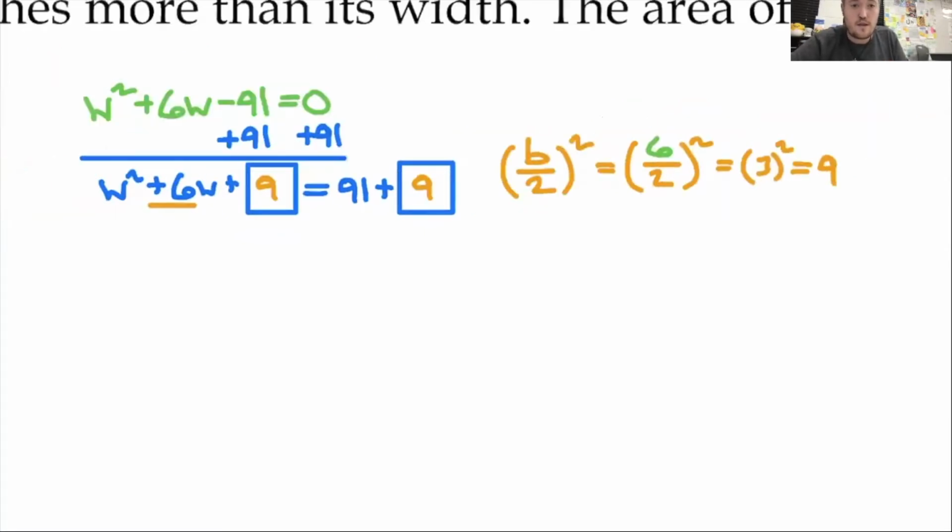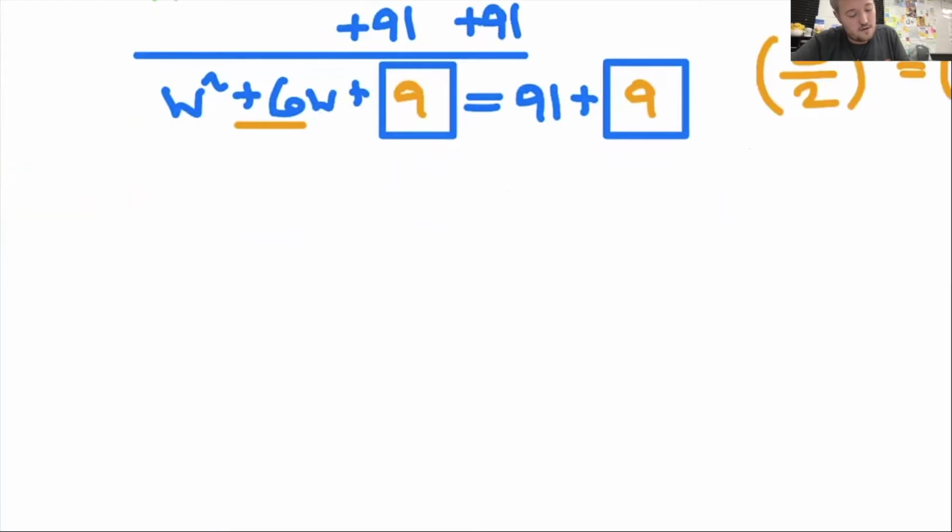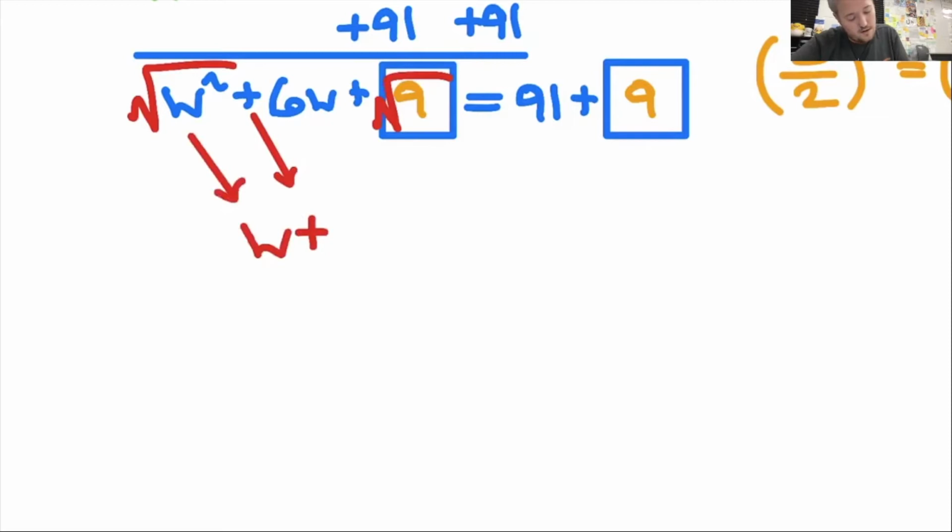All right, so now on the left side, I want to factor. Remember, for completing the square, the left side should always be a perfect square trinomial. So when you factor, square root of the first, square root of the last, and keep the sign of the B. So square root of the first is W, keeping the sign of this B, which is addition, and then square root of the last, which is 3 squared. And that's going to equal 91 plus 9, which gives you 100.